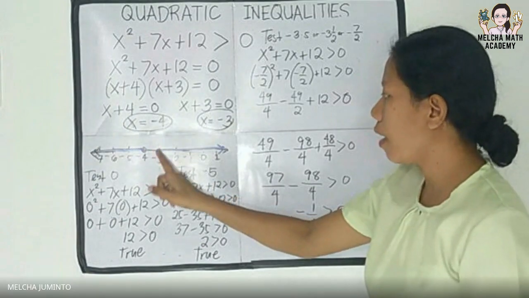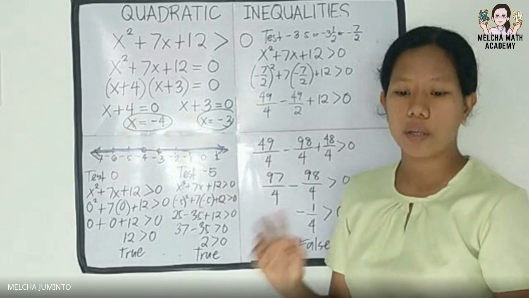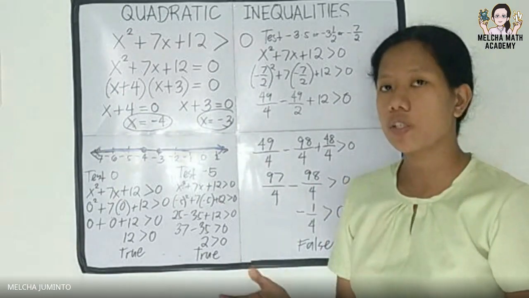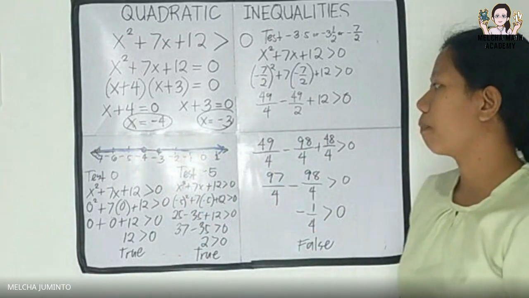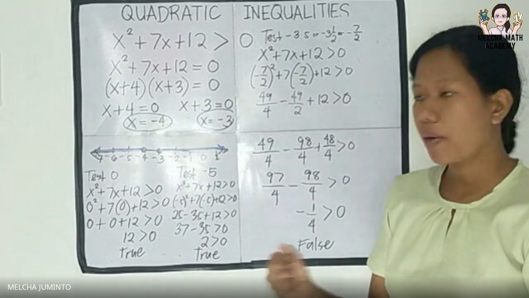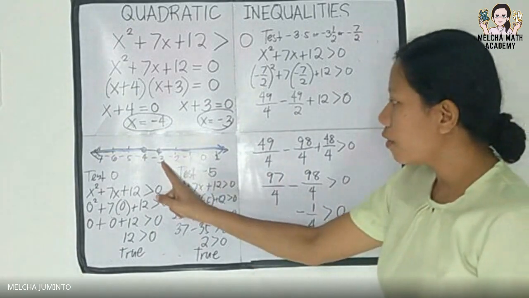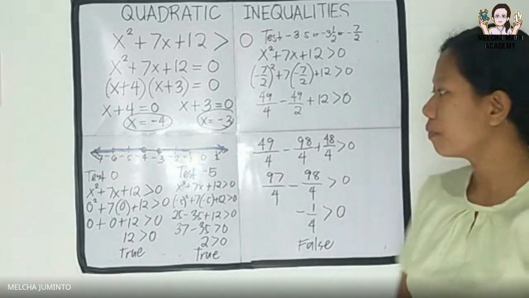Do not shade the area between negative 3 and negative 4 because that is not a solution for the quadratic inequality. We will only shade those areas which are solutions for the quadratic inequality. Okay? Question. Are negative 3 and negative 4 included in the solutions?